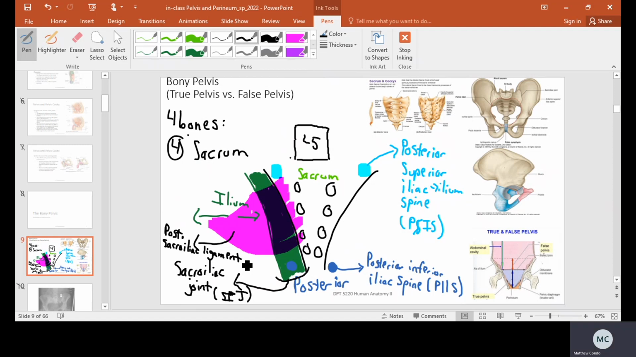Can you say one more time where it comes off? It comes off the posterior aspect of the sacrum and attaches to the posterior aspect of the ilium.